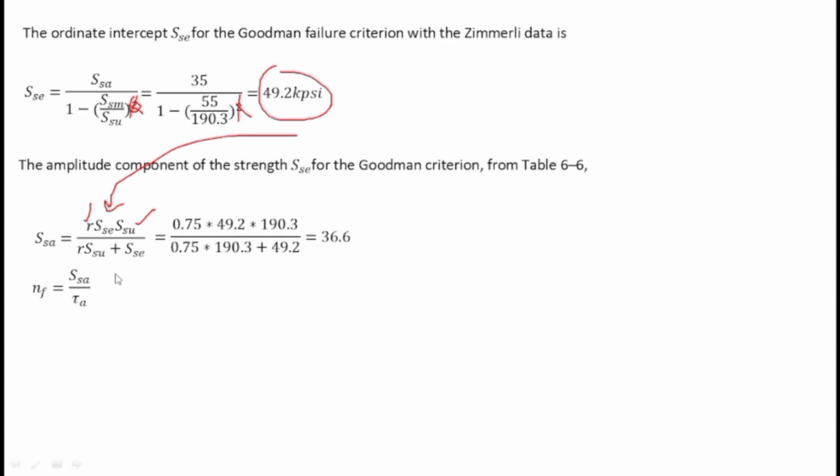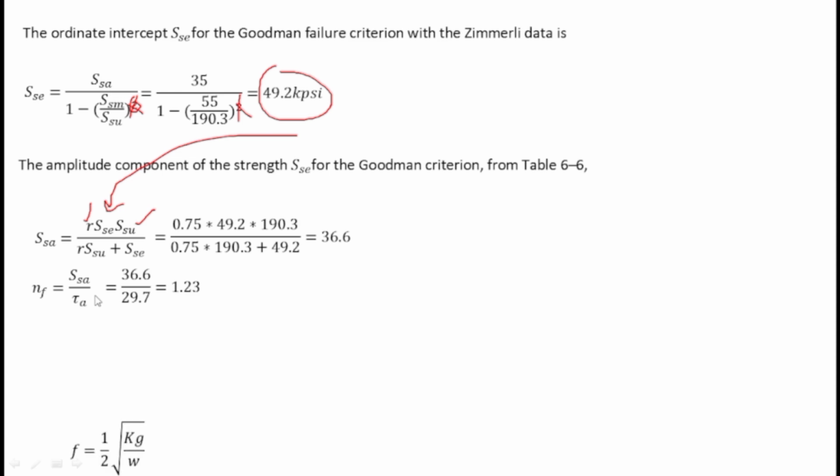Since you know the value of SSE, that is 36.6, and tau is equal to 29.7, which we have found in the previous slide, putting these values, it will give you 1.23. So based on all the criteria, we are almost safe. The factor of safety is greater than 1.